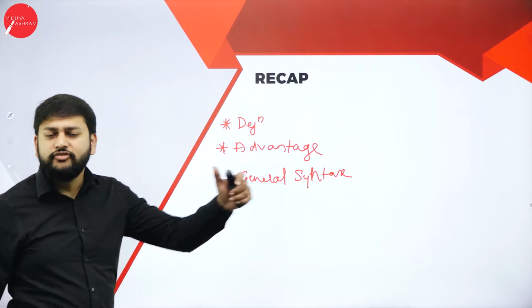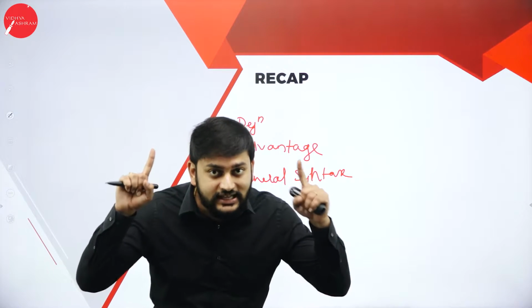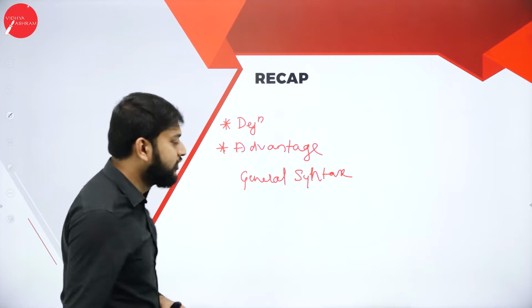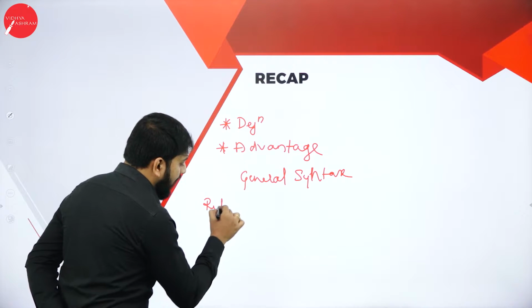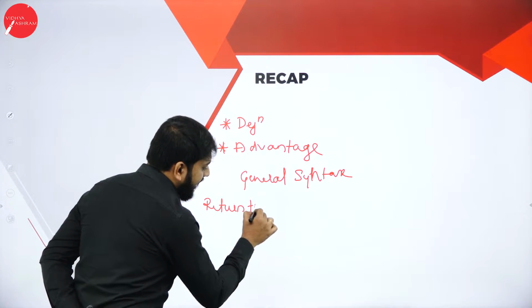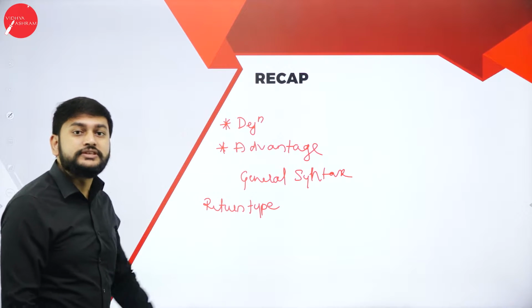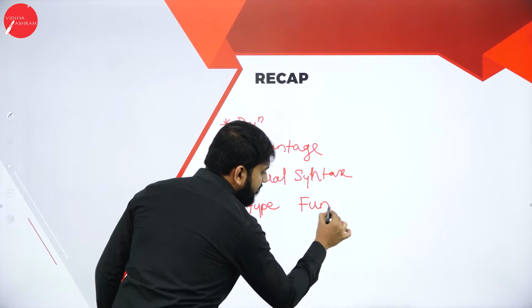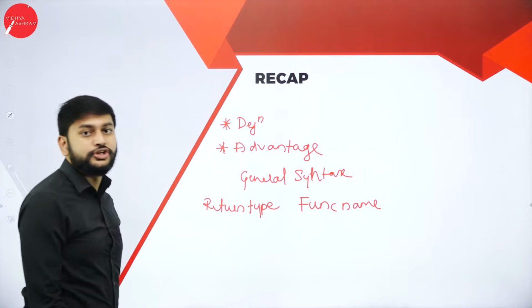Let's start. I gave you the numbers to remember. How many parts do we have? We have 6 parts. Let's start with the first one. What will you write first? You will write the return type. The second one is the function name. You have to mention the name of the function. That is what I will call the function name.